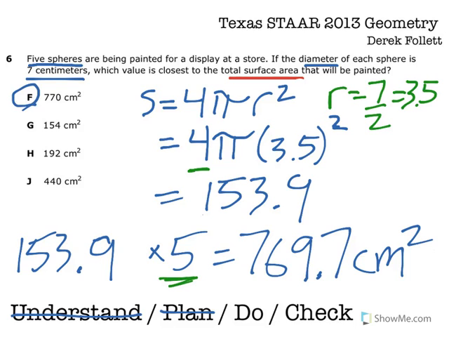Okay, so I understood the problem. I made a plan. I carried out my plan. I checked my answer by looking at the answer choices, and it didn't match any of them, so I knew something was wrong. So I went back through, found my mistake, and now I'm very comfortable with the answer choice of F. I hope that helps.